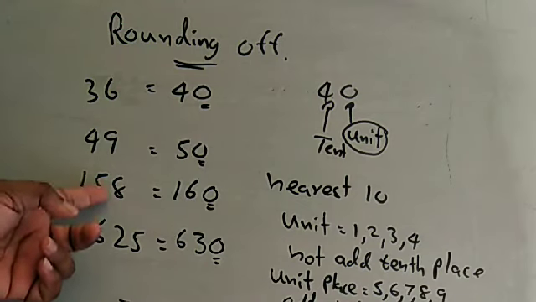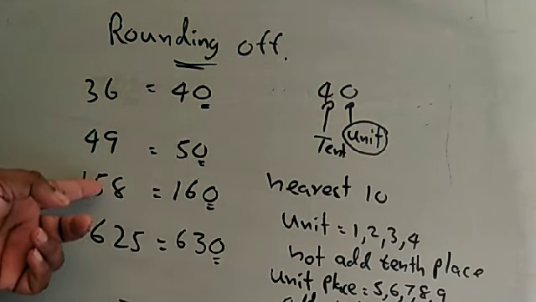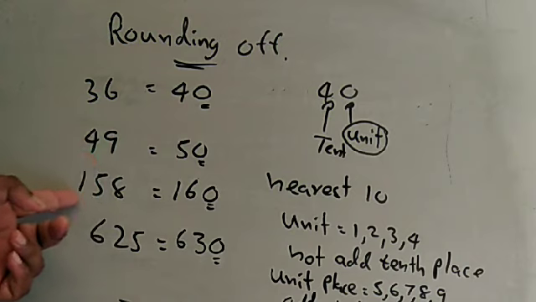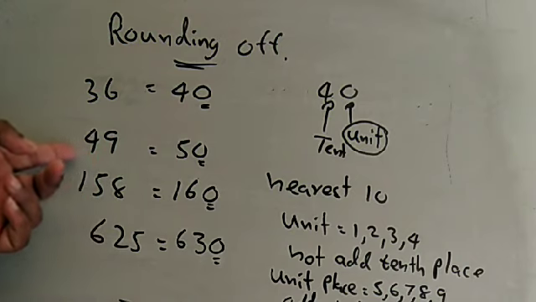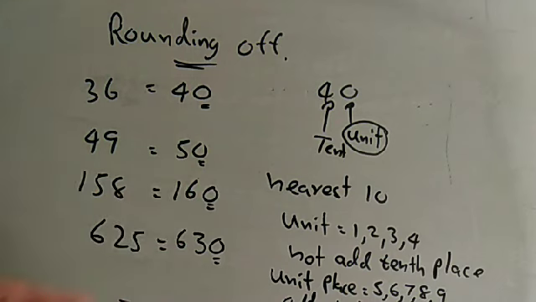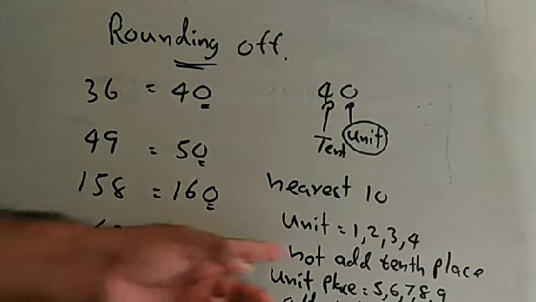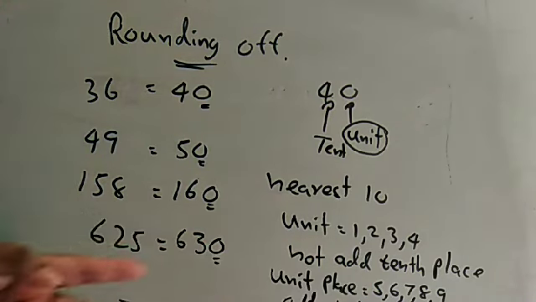Again 158. The last is 8. Put 0. 8 is above 5. The earlier number is 15. 15 plus 1, 16. Then 625. Put 0. 5 means above 5, so 62 plus 1, 63.